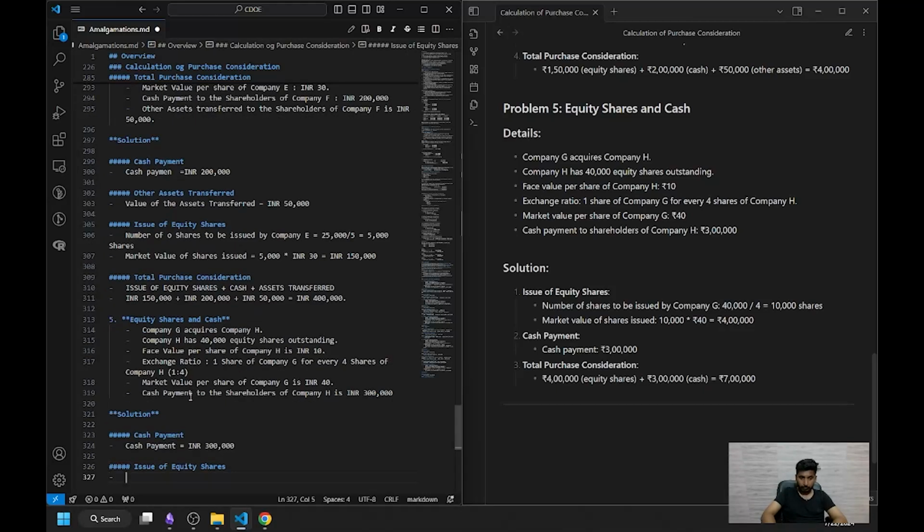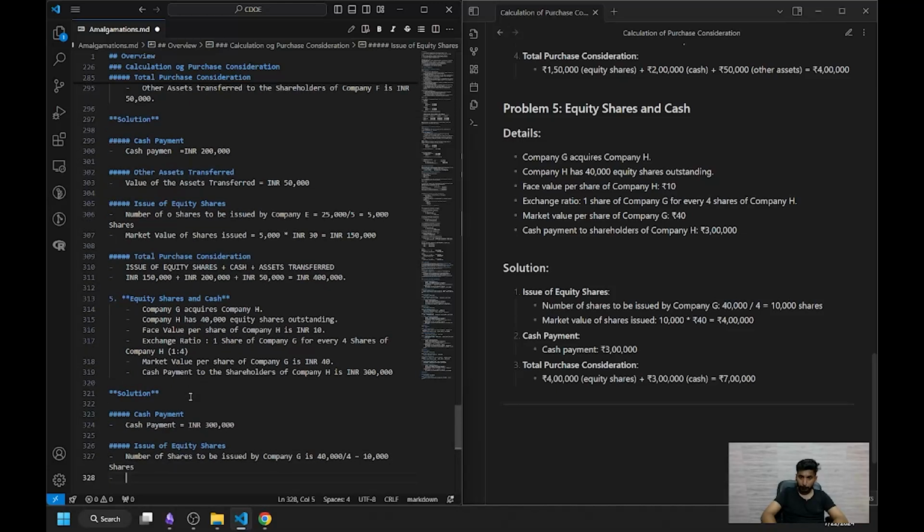Okay. Then it is like that. The number of the shares to be issued by company G is 40,000. Sorry, not INR. It is the number of shares. 40,000 divided by 4, that is equal to 10,000 shares. And the market value of the shares issued is 10,000 multiplied by rupees 40, that is equals to rupees 4 lakhs.